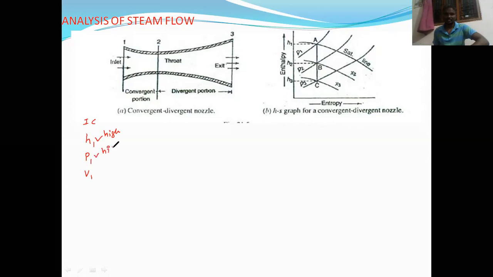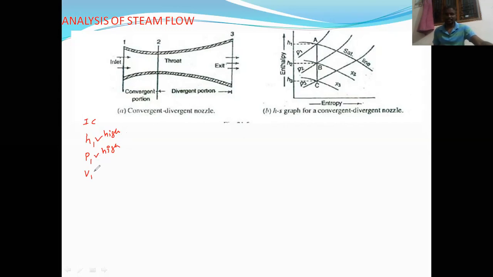P1 is also very high. Why? Because in order to make steam for industrial purposes, the pressure in that process is about 170 bars, 200 bars. Sometimes in critical boilers we have even 220 bars pressure. So P1 is also very high.